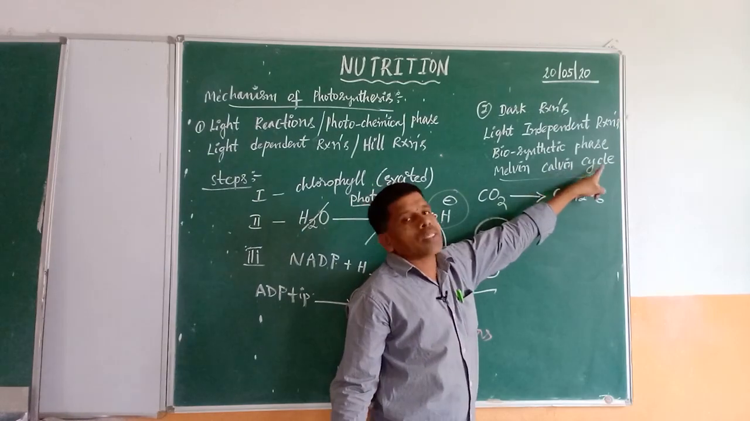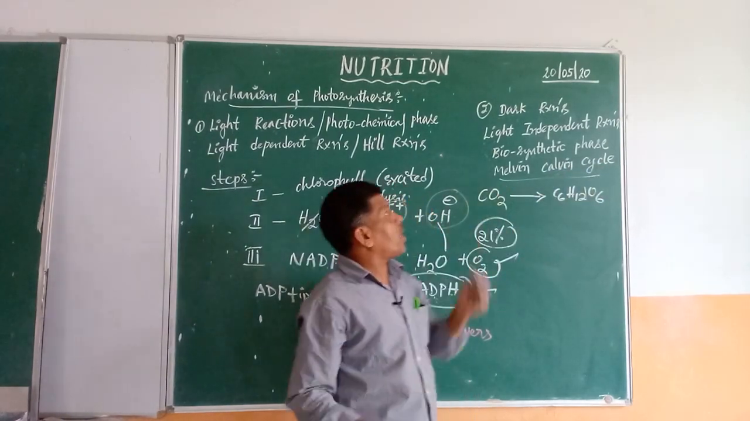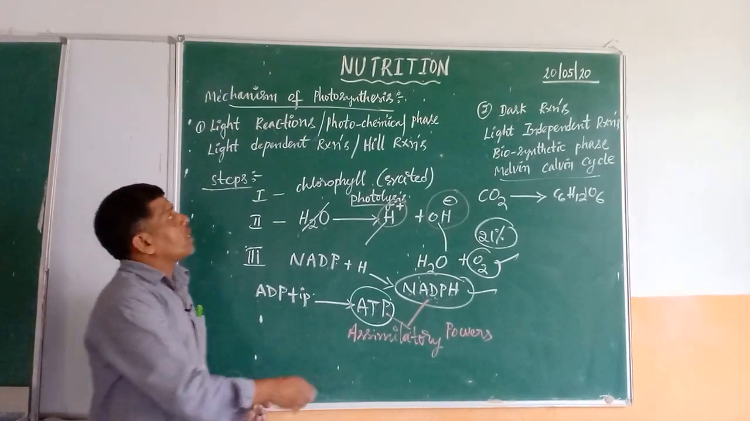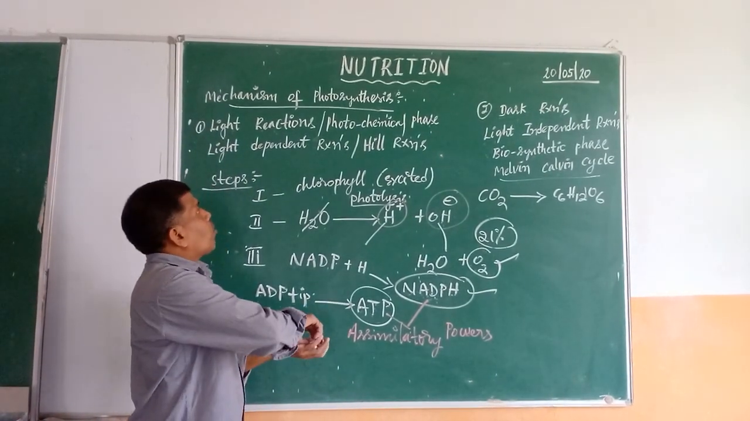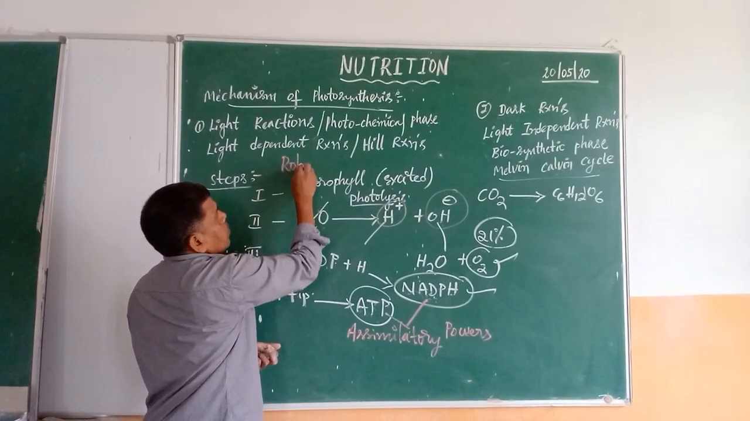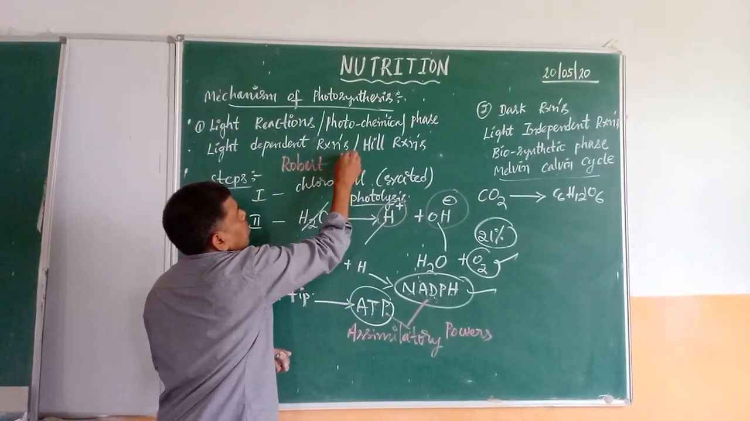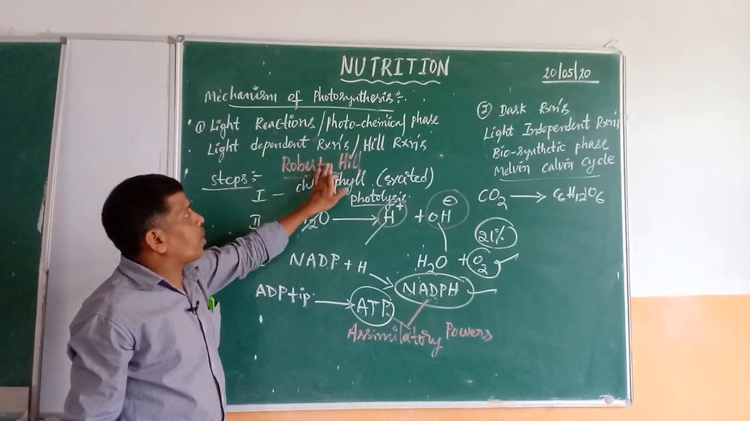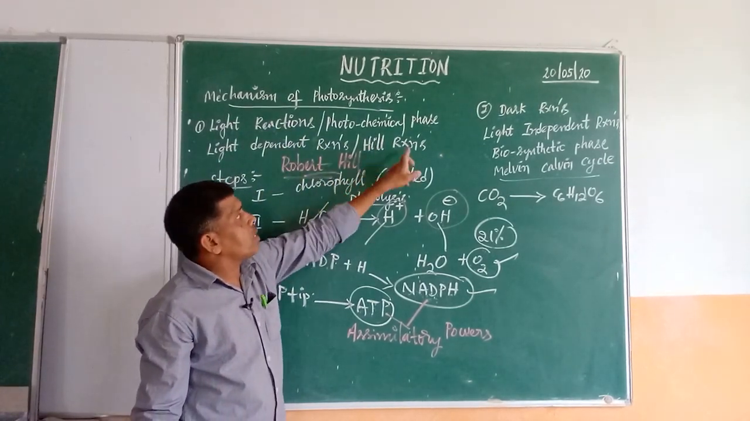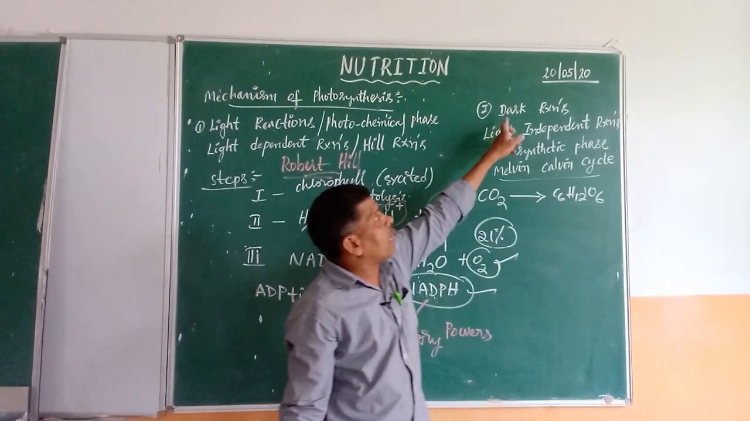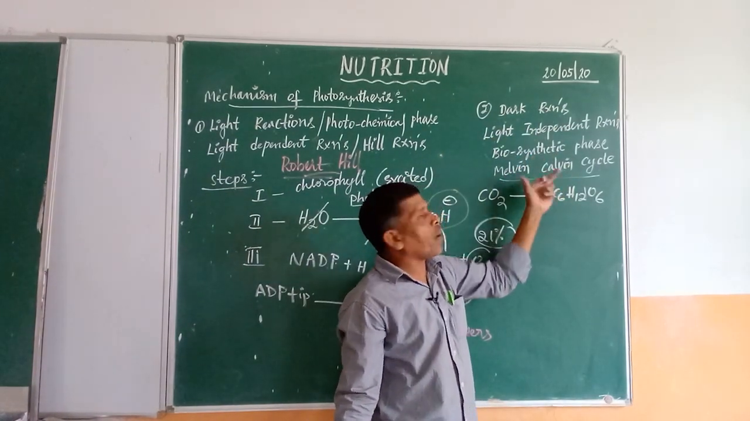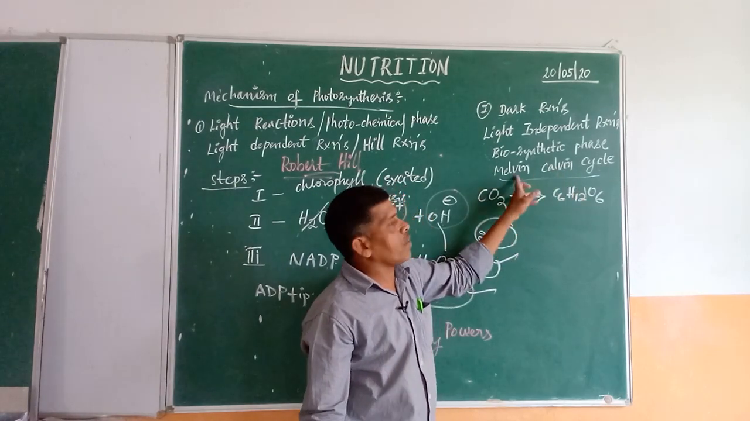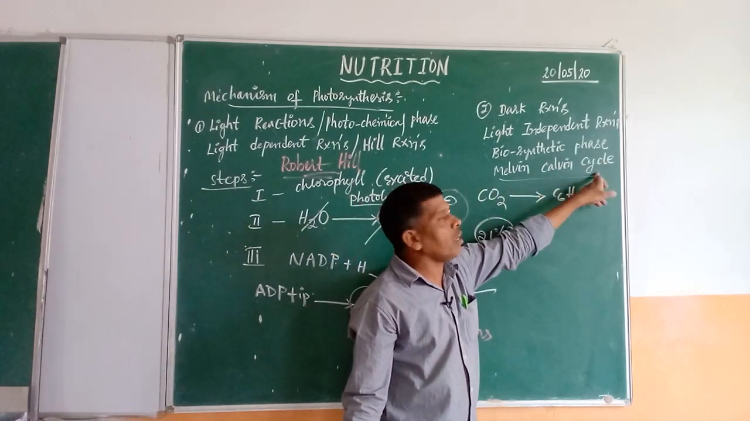In the earlier topic we have seen the light reactions. These were studied by a great scientist named Robert Hill. On his name, these reactions are also called Hill reactions. Like that, dark reactions were studied and discovered by a great scientist named Melvin Calvin. So on his name it is given as the Melvin Calvin cycle reactions.